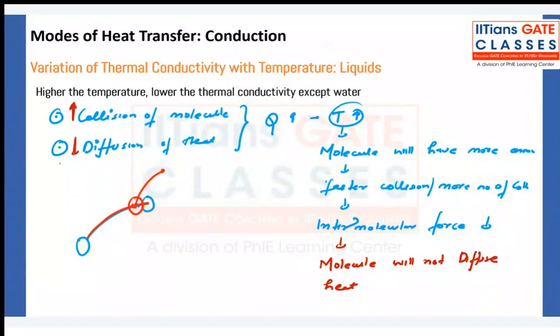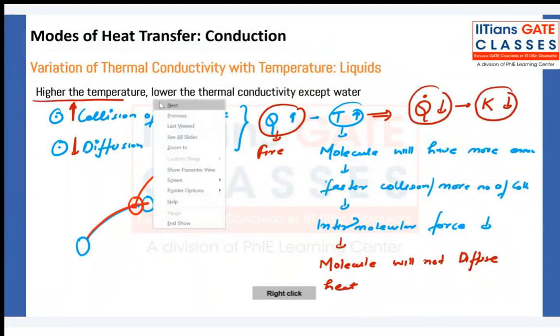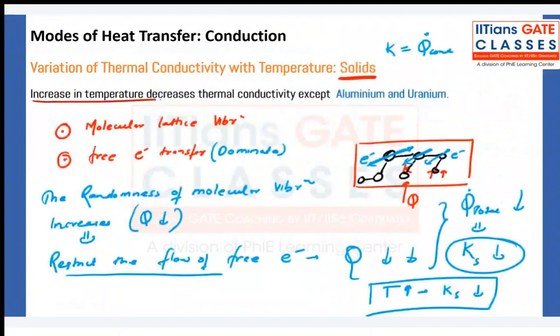as you increase the temperature, the rate of heat transfer is decreasing, and conductivity is also decreasing. Okay, how are you increasing the temperature? By providing some heat, some heat source, with a fire or something. But now the rate of heat transfer is going to decrease, and thermal conductivity is also going to decrease. So higher the temperature, lower the thermal conductivity, except in the case of water. In liquids, an increase in temperature decreases the thermal conductivity, except aluminium and uranium.